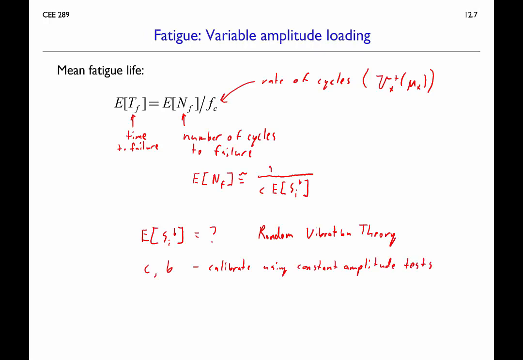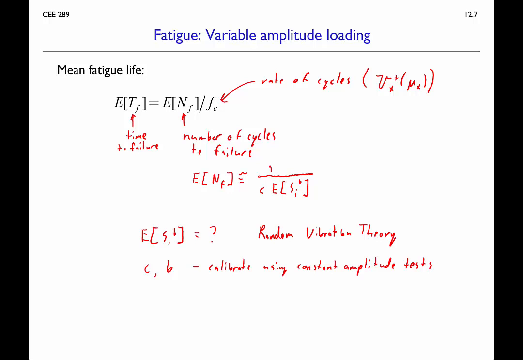So we can run some constant amplitude fatigue failure experiments, figure out what C and B are using that old S-N curve. And then we need to figure out, depending on the variability of our stresses from cycle to cycle, what's the expected value of this S_i raised to some exponent. We can think about that as basically the mean damage that's accumulated in each cycle, or it's proportional to it within those C and B constants. So let's think about how we're going to use random vibration theory to find this expected value term.